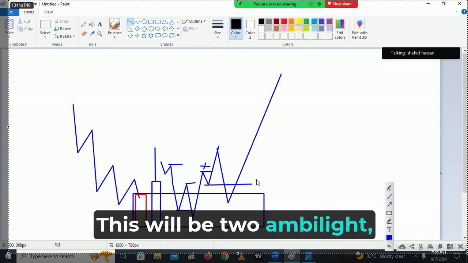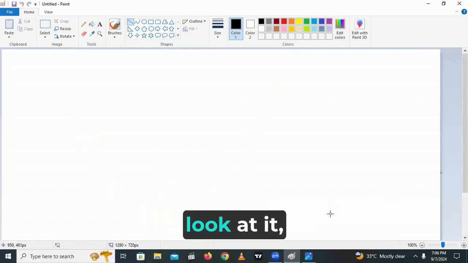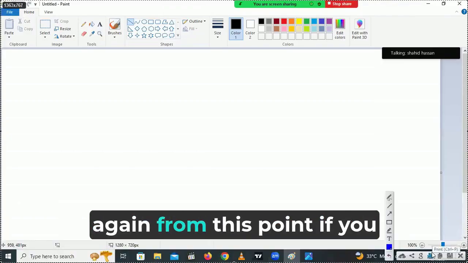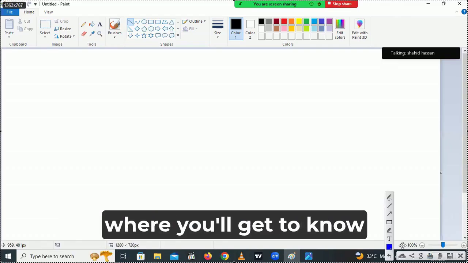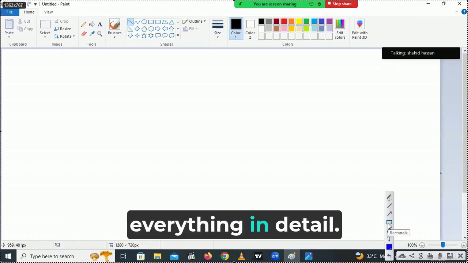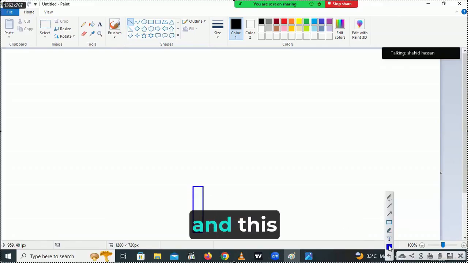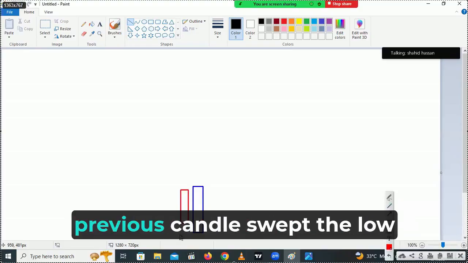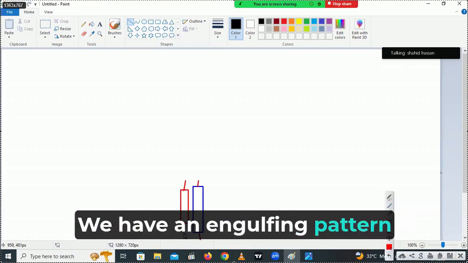This will be too ambilight, and after that, we will further look at it. And which engulfing was this? One more, and you should watch this video again from this point if you don't understand it well. There will be one-on-one classes where you will get to know everything in detail. After that, what was it? Yes, this was an engulfing, and this was the engulfing because the previous candle swept the low of this candle, right? We have an engulfing pattern here, right?